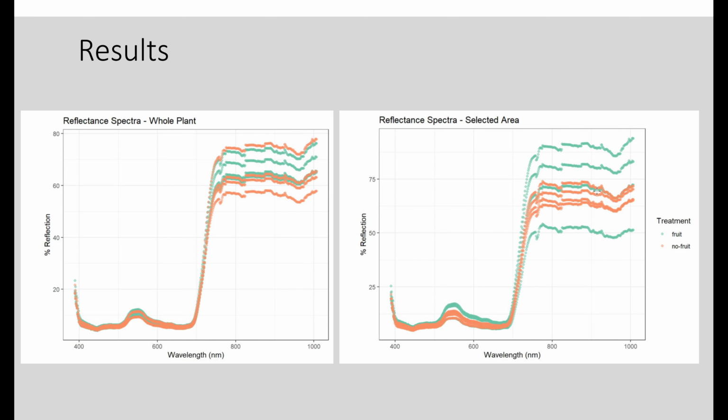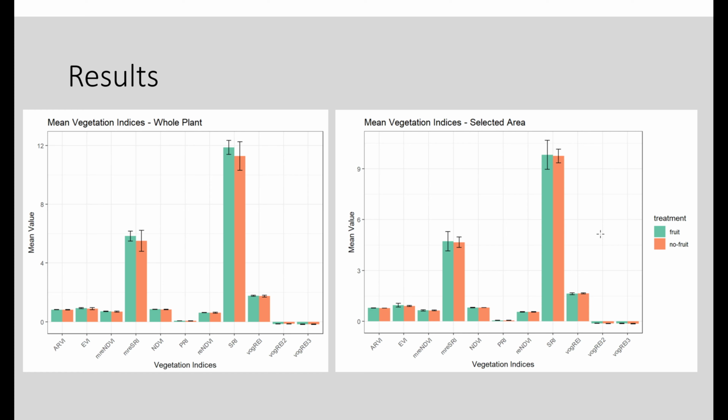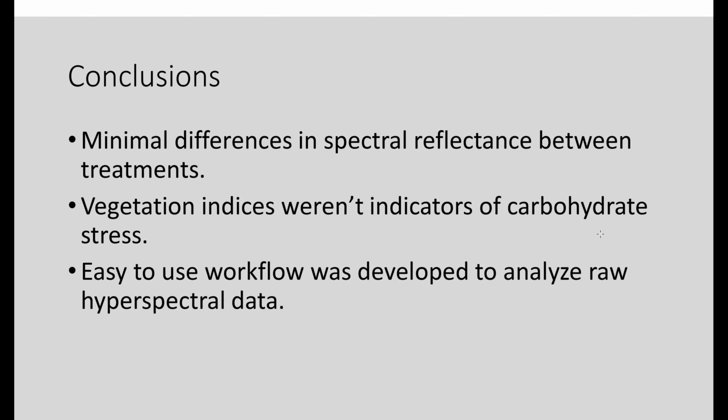Here in the selected area, the differences are slightly more pronounced, with the fruit plants reflecting more light in the green portion, and having a really variable response in the near-infrared portion. And as you can expect from not having much difference in reflectance curves, you also won't get much difference in vegetation indices. That's what we see here between these two plots. The values are basically the same between fruit and no fruit.